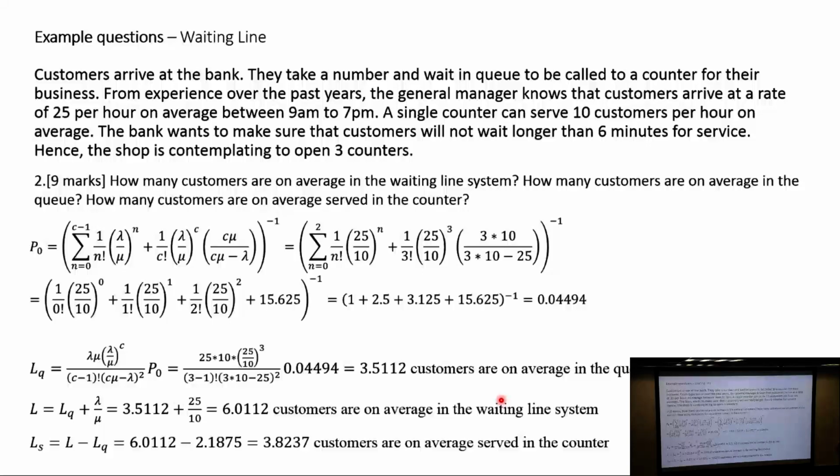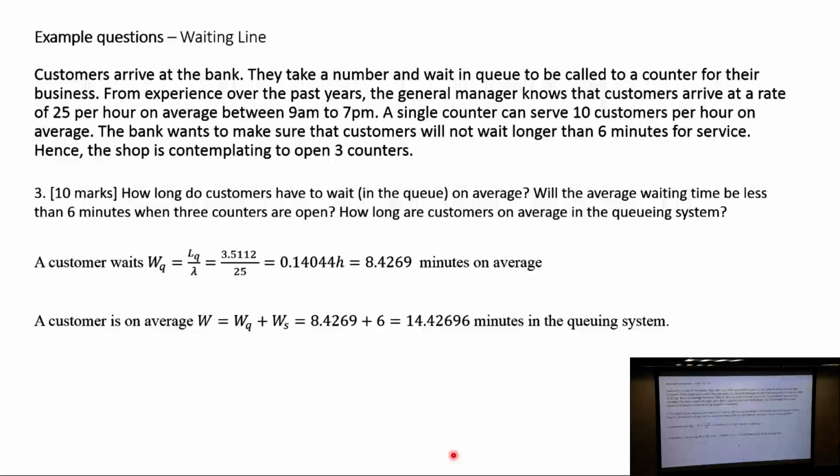Okay, if you substitute everything, you can easily use your calculator to find the solutions. So on average there are 3.5112 customers in a queue. Once you have this, you can keep calculating the others. This equation is also given, and you calculate the total customers in the whole system. When you have the total customers, you can easily get the number of customers in service. And if you calculated everything, you can find the time in the queue and the total time. That's pretty straightforward, following the equations.